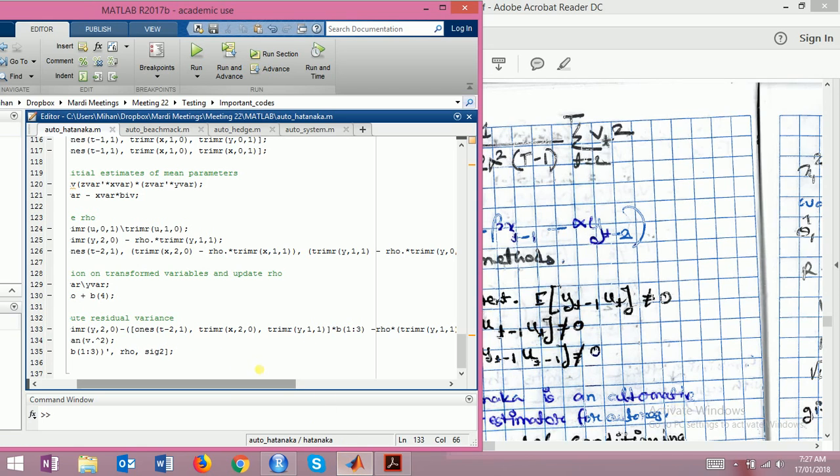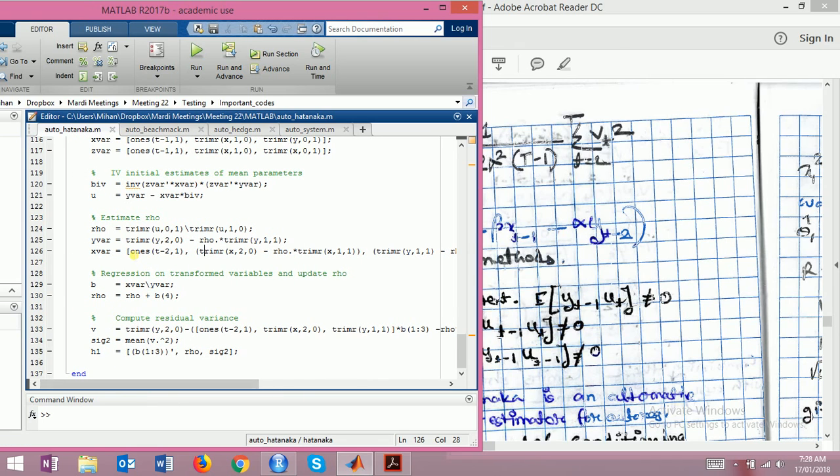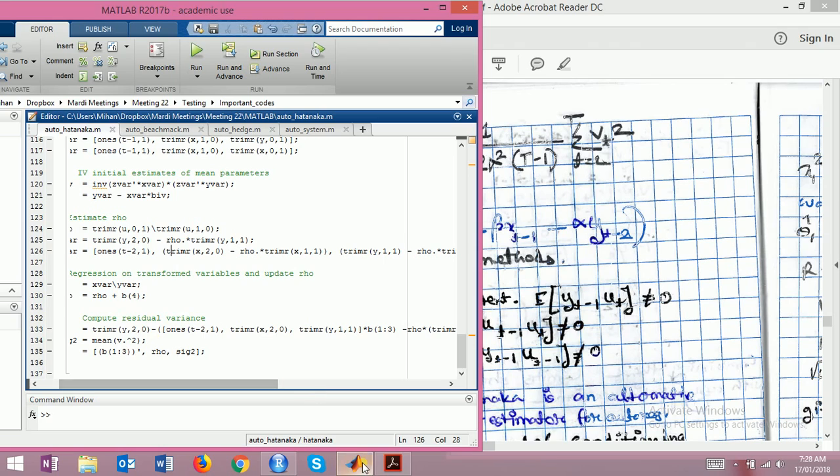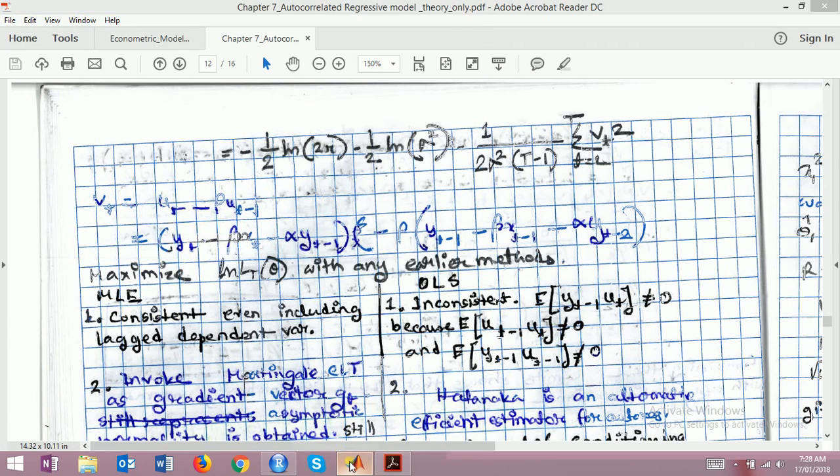which is trimmer x20, trimmer y11, once t1. So this is the xt part, right? Yeah, once, then trimmer x20 minus rho trimmer x11. Fine. So this is the xt part, and alpha yt minus 1.